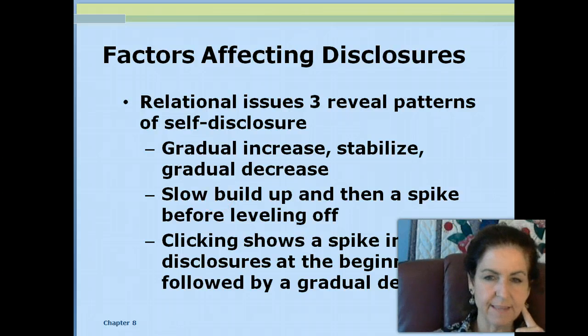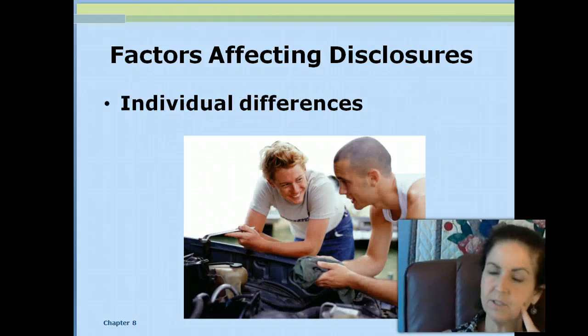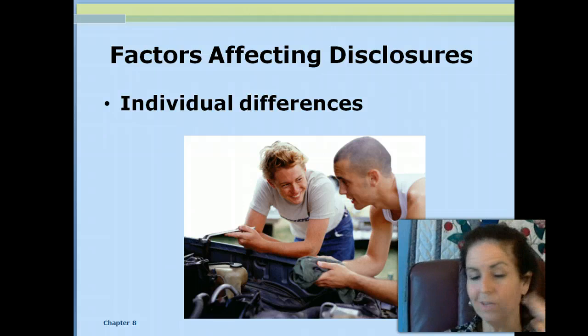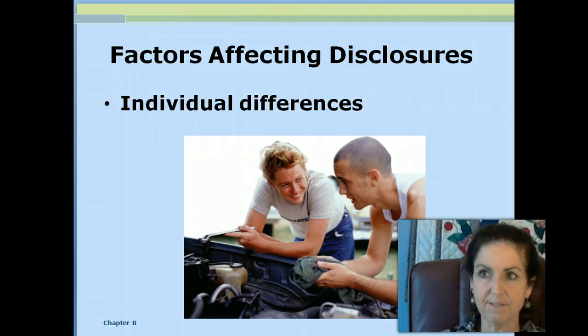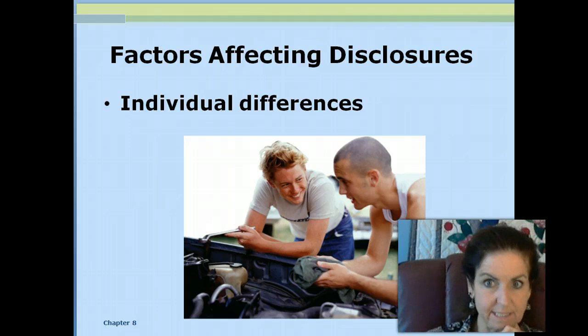Different factors that influence, I think I went through this quick, so let's go back to this one. Factors that influence your self-disclosure. There are different personalities. Some people are really open. They were raised in an open environment. There's a lot of conversation. Some people are very, very private, and so you have certain personality differences that can influence what's self-disclosed.